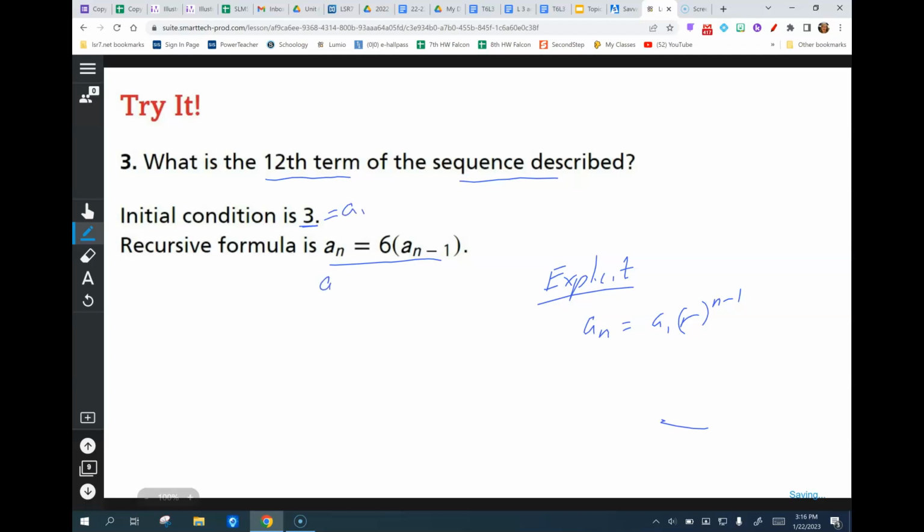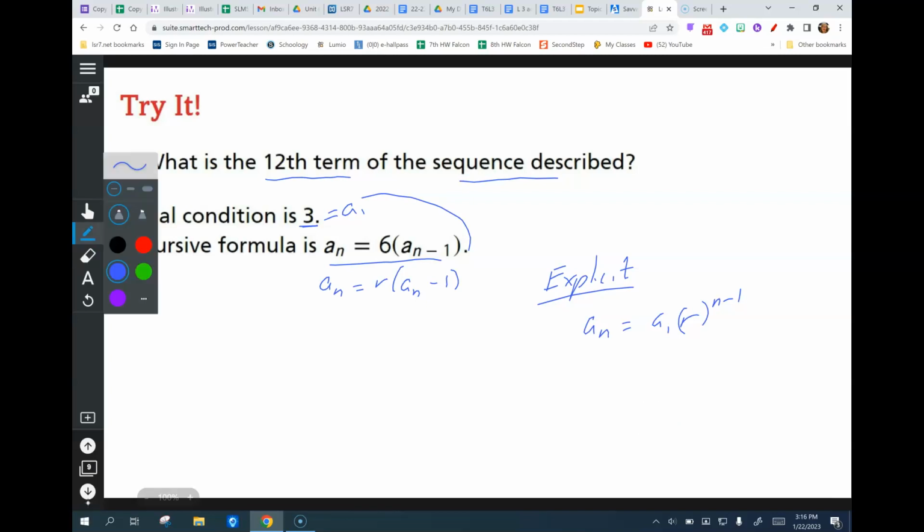And a sub n is equal to, look at this, that's the ratio times a sub n minus 1. That is the recursive formula. They gave us recursive, they just didn't name it for us. So now we can just plug it in and we can just find out what the answer is.